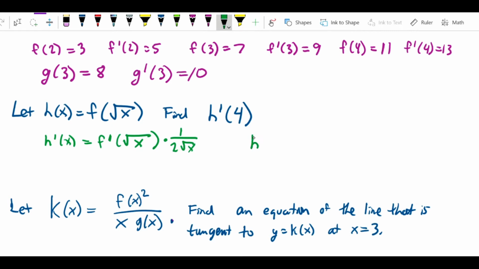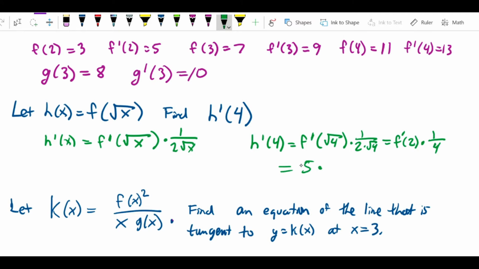So that means that h prime of 4 is going to equal f prime of the square root of 4 times 1 over 2 times the square root of 4. That equals f prime of 2 times 1 over 2 times 2, which is 4. So f prime of 2 is 5, and we know that from the table up on top over here, and we multiply that by 1/4, and that gives us 5/4. So that's h prime of 4 is 5/4.